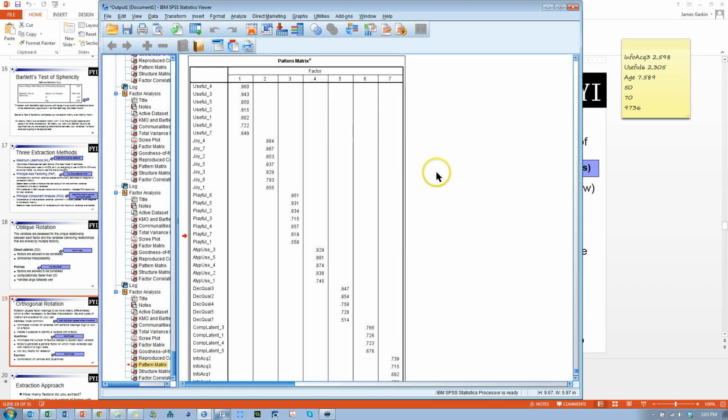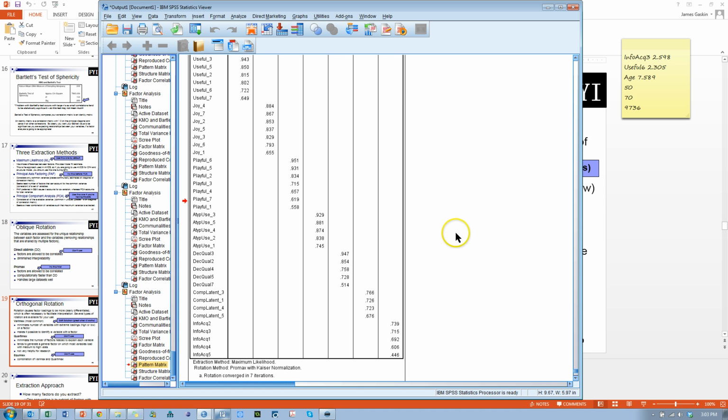One thing, I tried removing information acquisition 5. It actually made things worse, so I put it back in. So here it is. Okay, let's talk about cross-loadings. Oh, sorry, how did it make it worse? I thought it made it better.